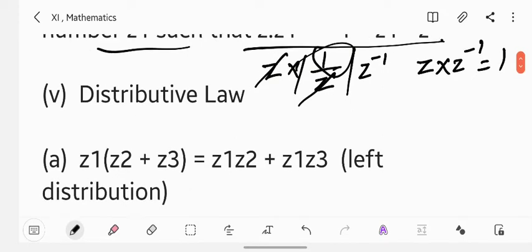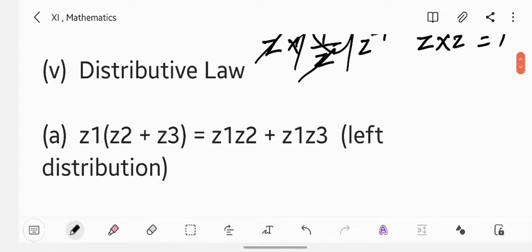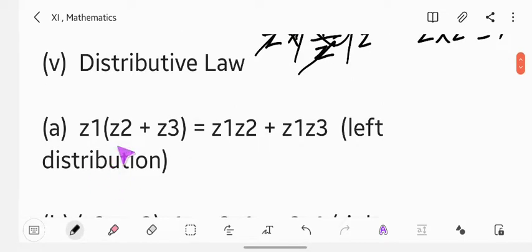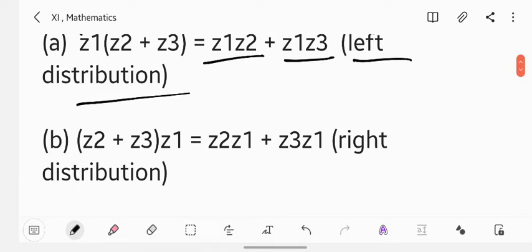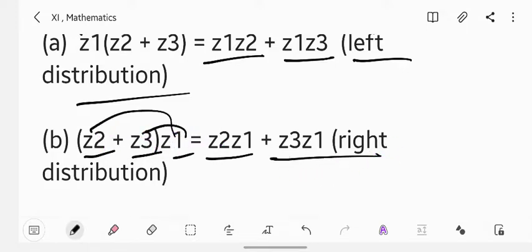And the most important property is the distributive law. So we are trying to distribute multiplication over addition. Z1 multiplied with Z2 plus Z3. So Z1 is going with Z2, so Z1 Z2, and then plus sign, Z1 multiplied with Z3. This is called left distribution. For the right distribution, it looks like this: Z2 plus Z3 multiplied by Z1, so Z2 Z1 and Z3 Z1. This is called right distribution.